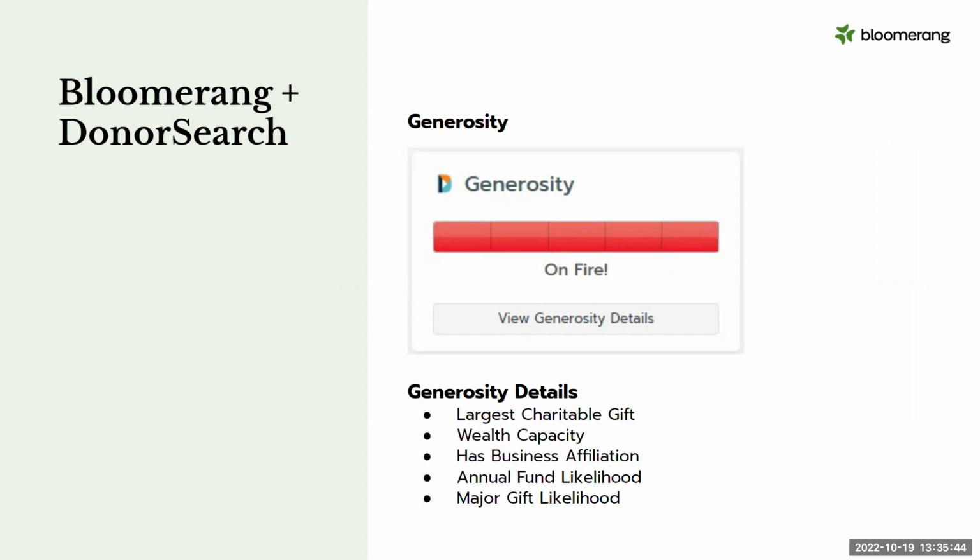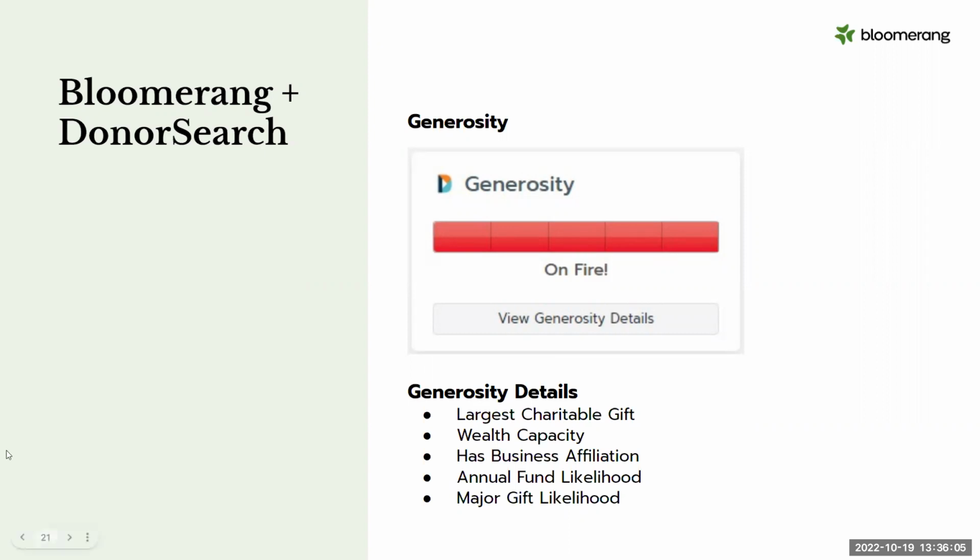You can even layer in additional information like generosity details. So it can tell you what was their largest charitable gift? What is their wealth capacity? Do they have business affiliation? What's their likelihood for giving to an annual fund, or becoming a major gift donor?